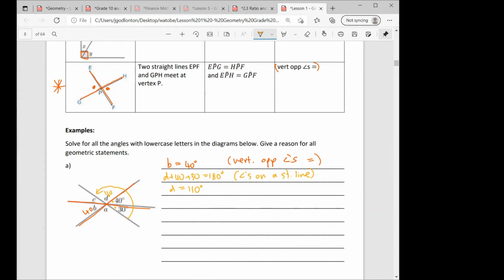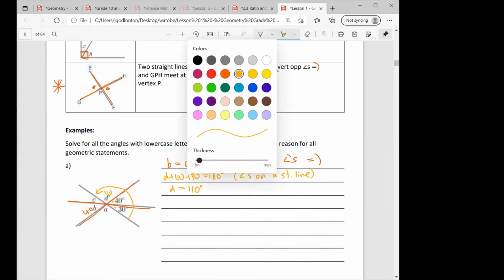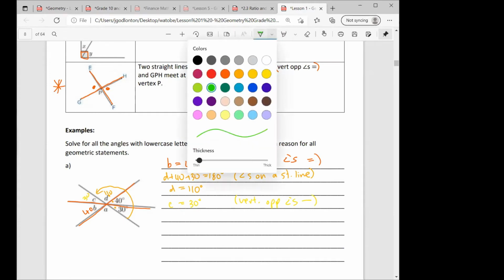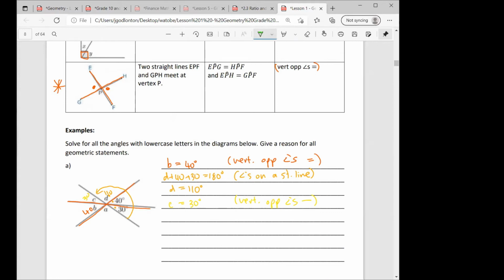You can tell me my next one. Yes. Oh, you guys are geniuses. You don't even need me. C is 30 degrees because they are vertically opposite angles. And our last one, what is A? Don't be scared by A. Yes, A is 110 degrees, vertically opposite angles. Beautiful. Yay. Okay, so it's not so bad, right?